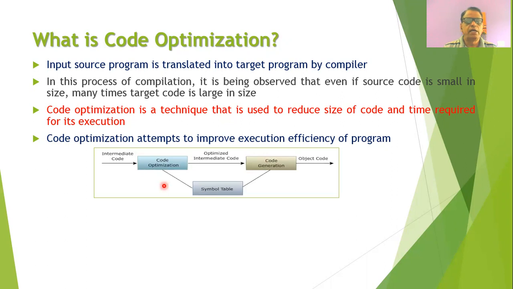As shown in this diagram, at the output of the intermediate code generator, an intermediate code is generated, and this code is given to the code optimization phase. The code optimization phase is also connected to the symbol table and error handler. At the output of the code optimization, an optimized intermediate code is generated, and this code is then finally given to the code generator so that the object code can be generated.